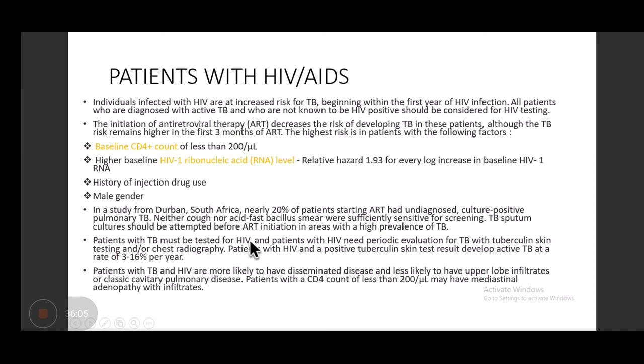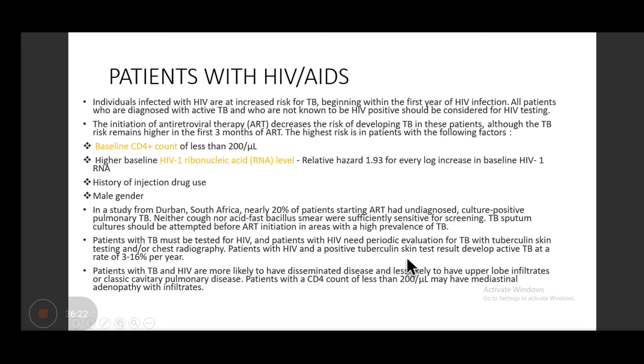Patients with TB must be tested for HIV, and patients with HIV need periodic evaluation for TB. So it's on both sides. Patients with TB have to be tested for HIV, and HIV patients need testing for TB with tuberculin skin testing and/or chest radiography.